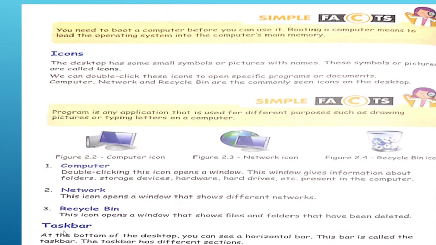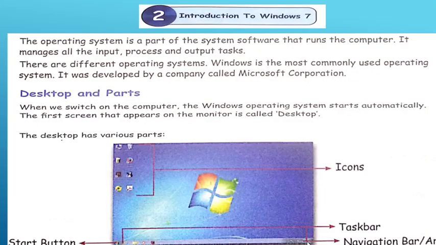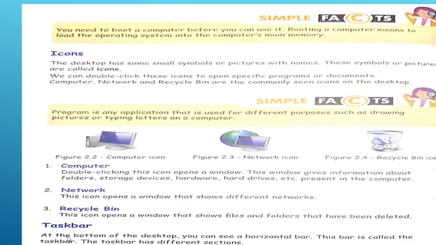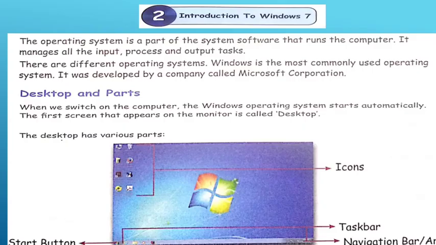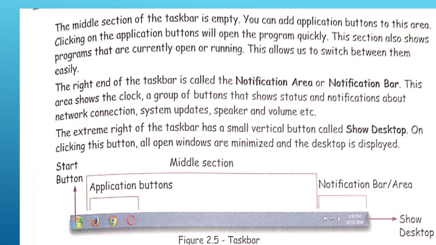Let's move on to the next topic, which is the taskbar. As I showed you, this particular area is called the taskbar. Now what does a taskbar do? At the start button on the desktop, you can see a horizontal bar. This bar is called the taskbar. The taskbar has different sections. See, this bottom part is called the taskbar. On the left hand side of the taskbar is the start button, and on the right side of the taskbar is the navigation bar. Let's move on to the next slide.